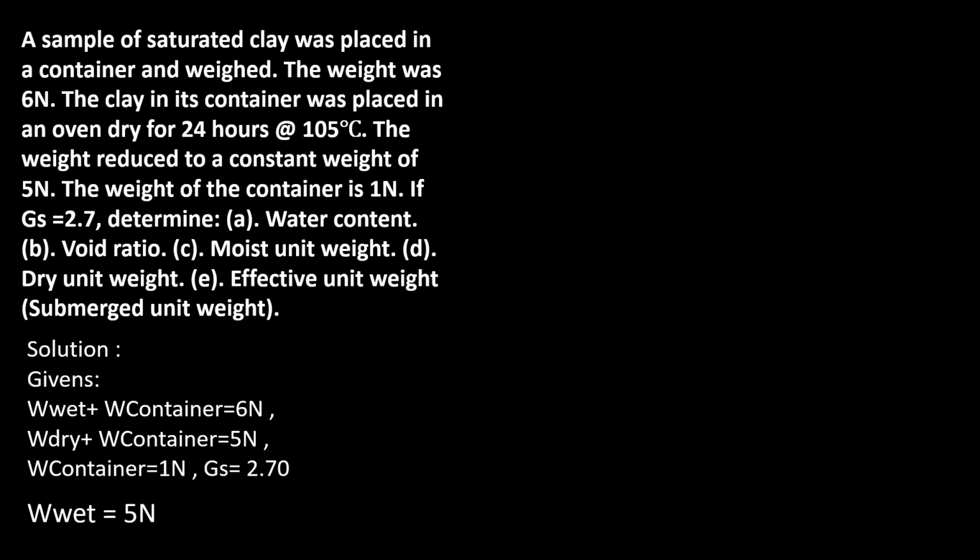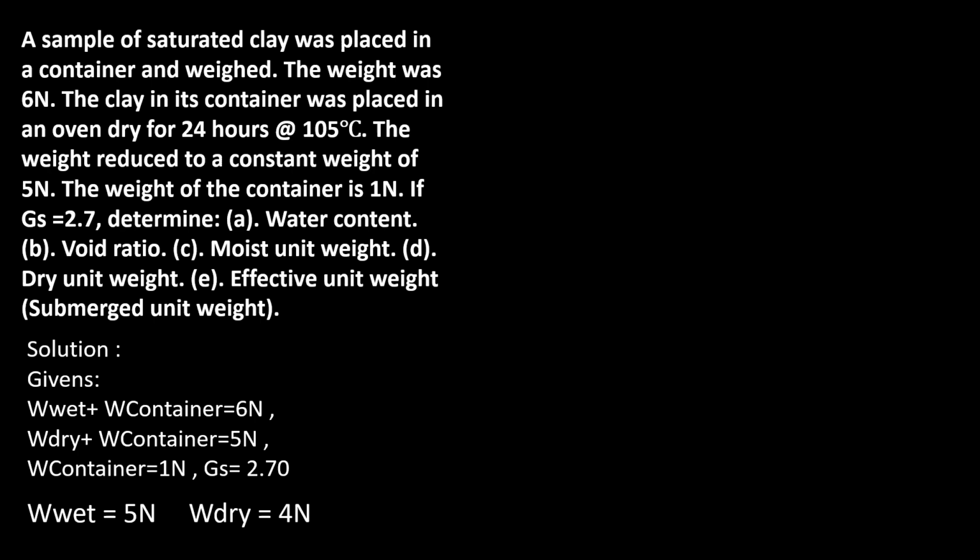But of course, the wet weight is reduced to 5 newtons because of the 1 newton weight of the container. Similarly, the dry weight is equal to 4 newtons because the 1 newton weight of the container was subtracted from the original 5 newtons of dry weight plus weight of container. That is how we get dry weight equals 4 newtons.